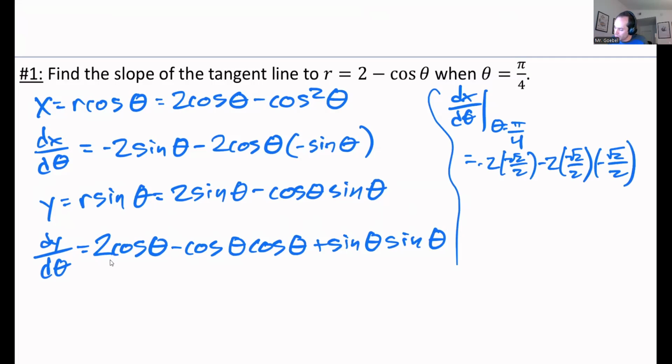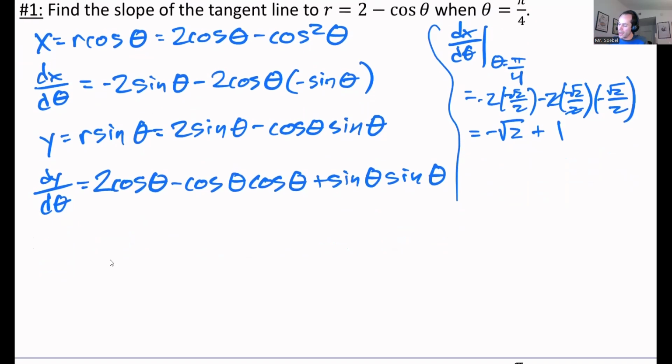Whole bunch of cleaning up to do here. This is negative √2. Negative negative is going to make a positive. Plus, those twos cancel out. And then I think that's just plus 1, because √2 times √2 is 2, and 2 divided by 2 is 1. Negative negative makes a positive.